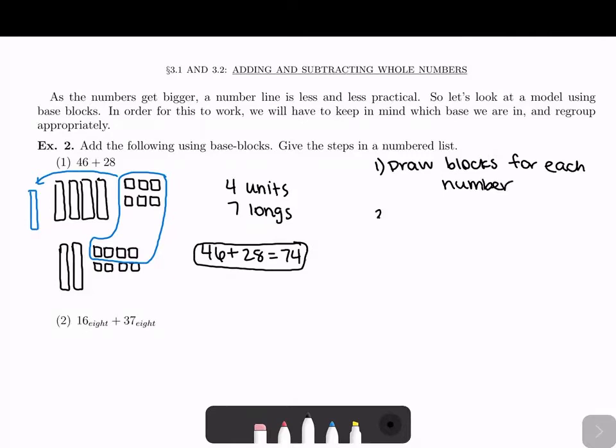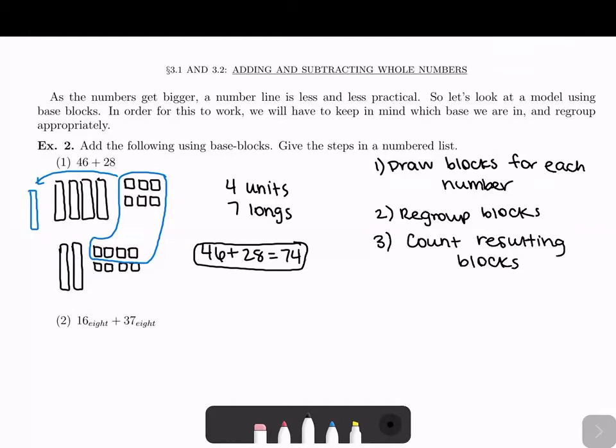So once we drew the blocks, we regrouped the blocks. So we regrouped our units because we had more than 10, so we could make those units into a long. So we regrouped the blocks if we could. And 3, well, after we regrouped it as much as we could, we just counted the resulting blocks. So once we regrouped it, we saw that we had 4 units and 7 longs. So we counted the resulting blocks and got our answer.